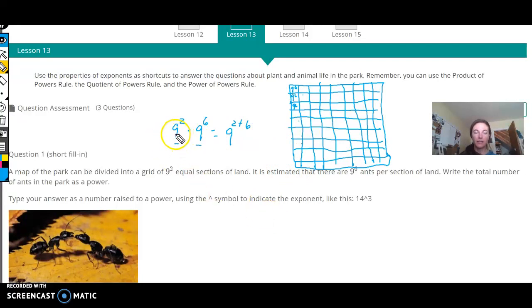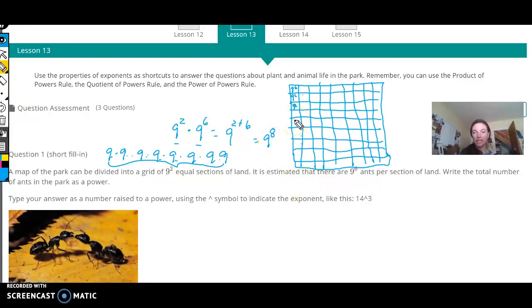Essentially what's going on here is that I've got 9 squared, which is 9 times 9, and I've got 9 to the 6th, which is 9 times 9 times 9 times 9 times 9 times 9. So now suddenly I have 8 nines, which is 9 to the 2 plus 6, or 9 to the 8th power. I think this explanation is the best for why adding exponents works for the product of powers rule.